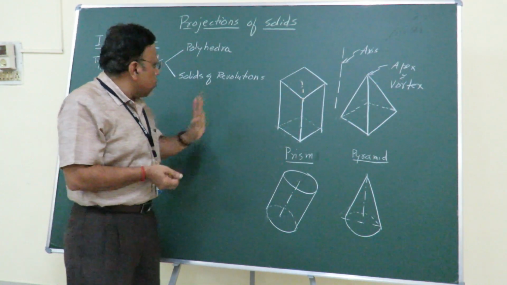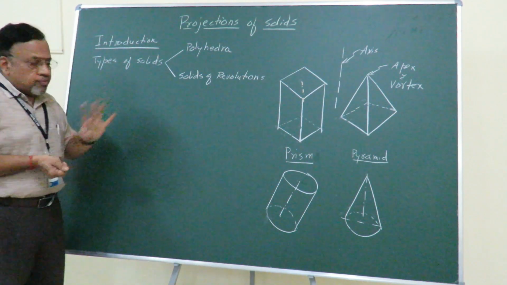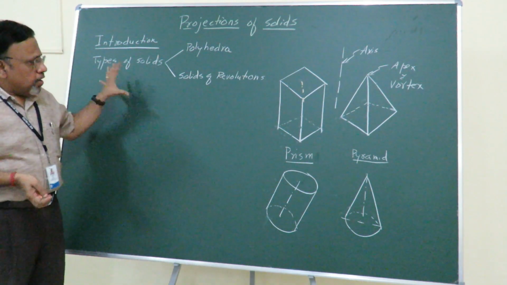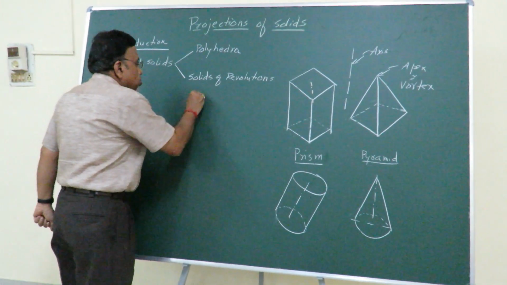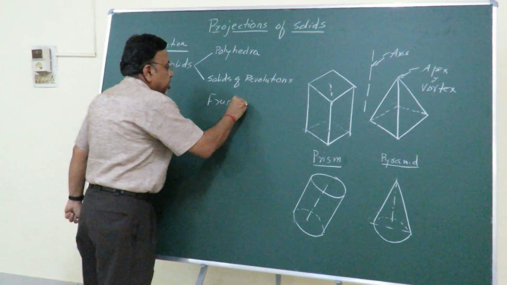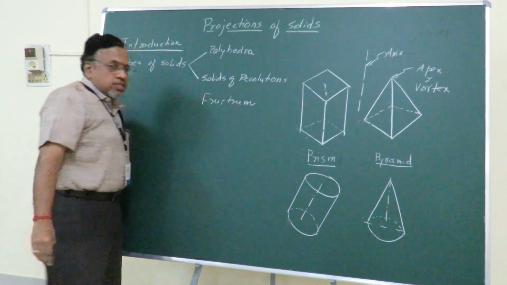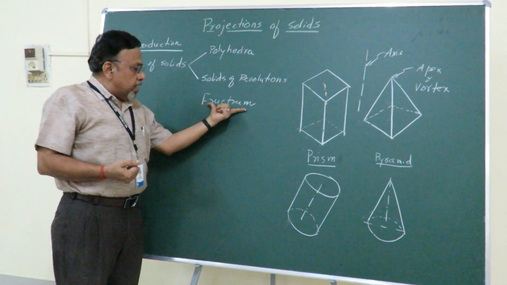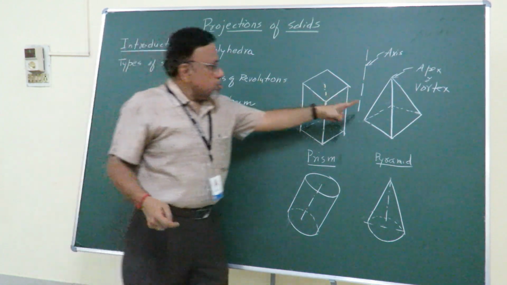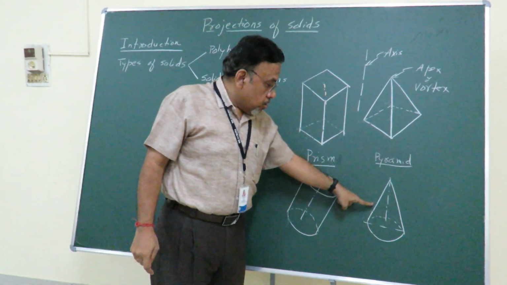Okay, so this is about the introduction of different types of solids that we have. Apart from this, we have two more terms which we are going to use, what is known as the frustum of a solid. So what is a frustum then? I can say a frustum of a solid we can get either in the case of a pyramid or in the case of a cone.